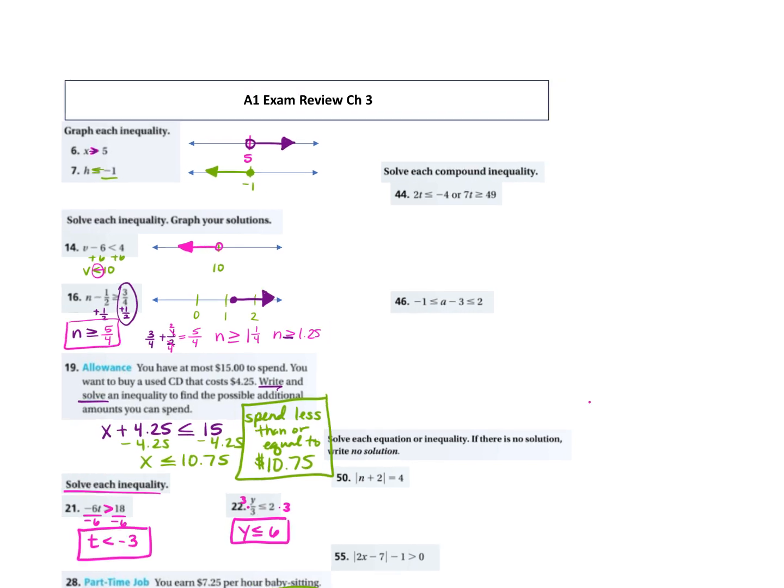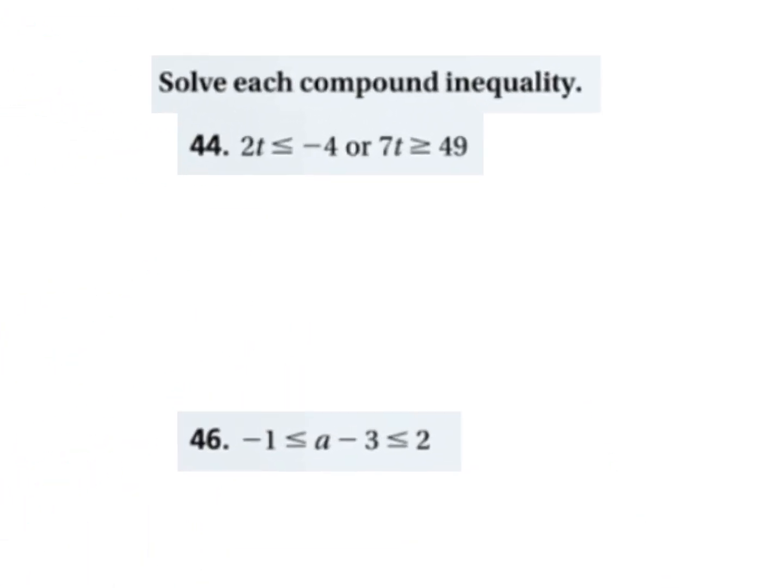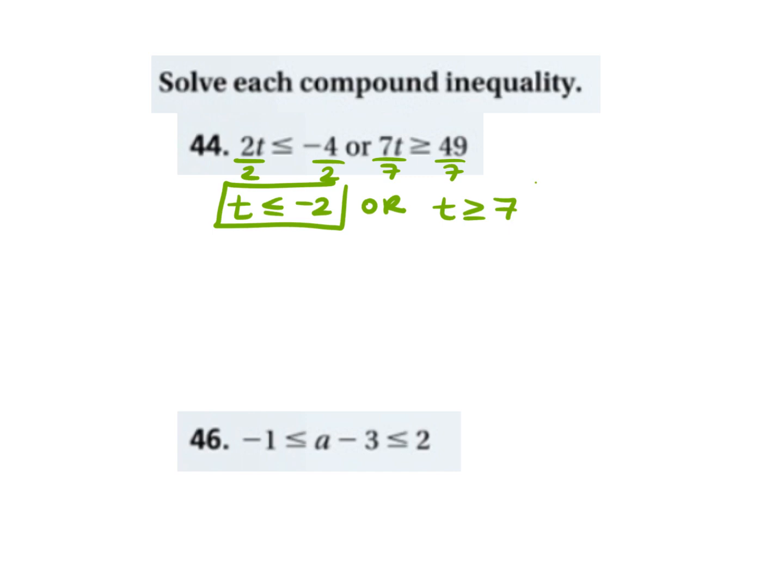All right, back up to the top. Solve each compound inequality. So you're just solving these as two separate things right here. On the left, we're going to divide by 2. So t is less than or equal to -2. Or divide by 7, and t is greater than or equal to 7. Okay, so that will be your compound solution.